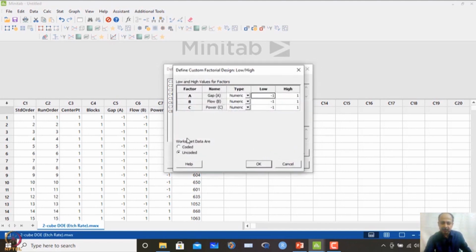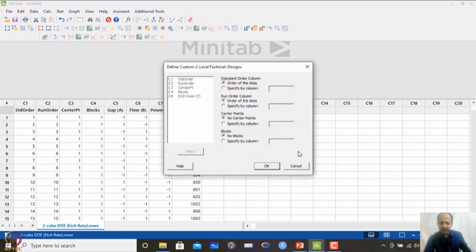So this is the low level. For this worksheet, the data is coded over here. I will place OK, and design over here. Specify the columns by, so this is the standard order where it is mentioned. I have taken the standard order over here.